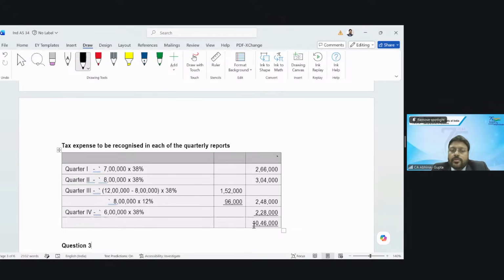No. 8 lakh into my 38%. For quarter three, do I have the capital gain income? Yes, 8 lakhs. What is the total income? 12 lakhs. So 12 lakhs minus 8 lakh. On 4 lakh, it would be 38%. And on 8 lakh, it would be the capital gain specific tax rate.